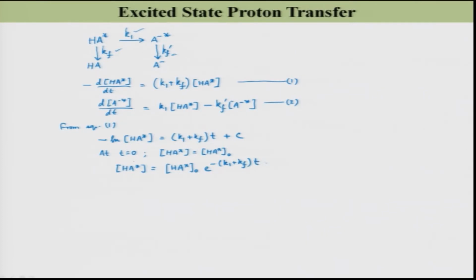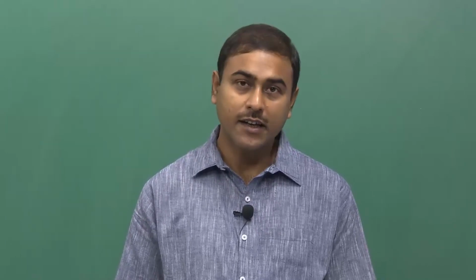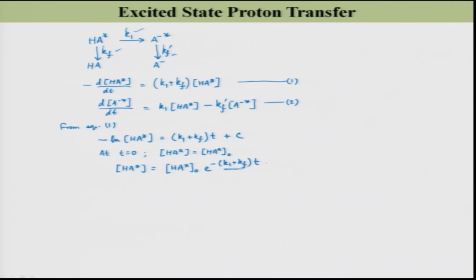So, you see, if you monitor HA star, the concentration of HA star will start from an initial value and then decay exponentially, and the rate constant is k1 plus kf, and the time constant will be just the inverse of this, right. Okay. Now, let me do one thing.